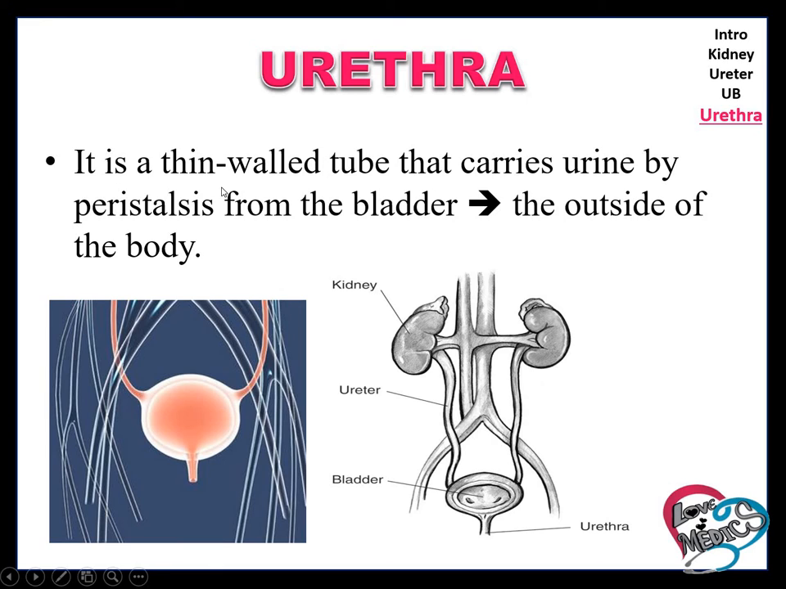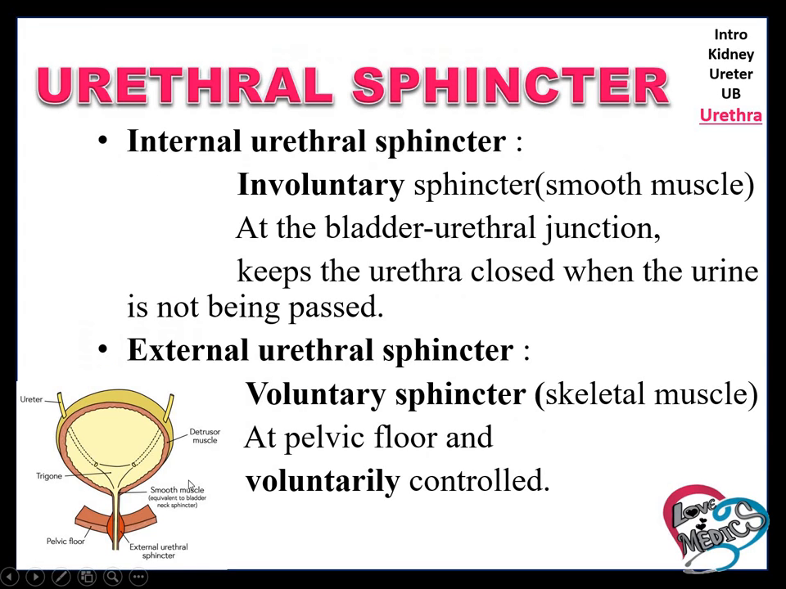Next, urethra. It is a thin-walled tube. Ureter is the thick-walled tube. The urethra is the thin-walled tube that carries the urine from the bladder to outside of the body. The ureter carries the urine from kidney to urinary bladder. Here, the urine moves from the bladder to outside of the body by peristalsis, same as the ureter. Whenever we want, we can hold the urine. Whenever we want, we pass the urine.